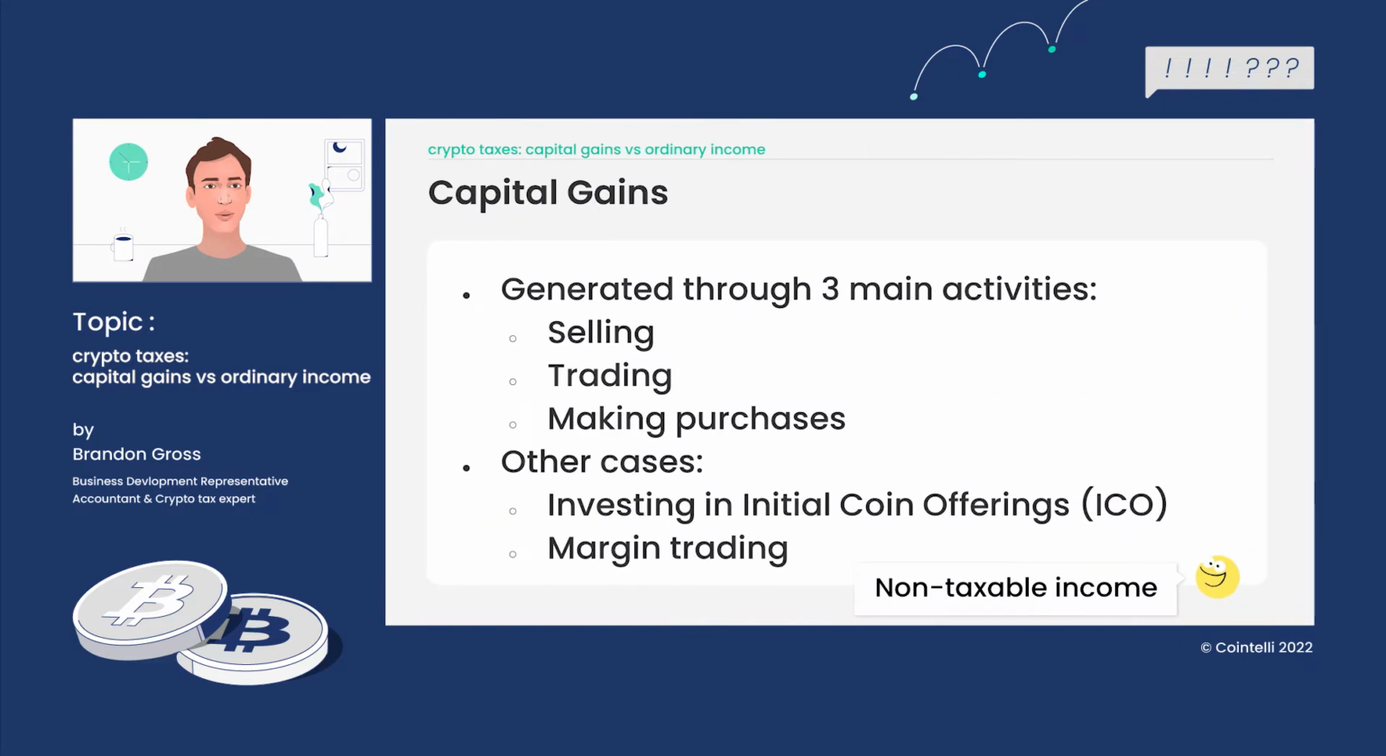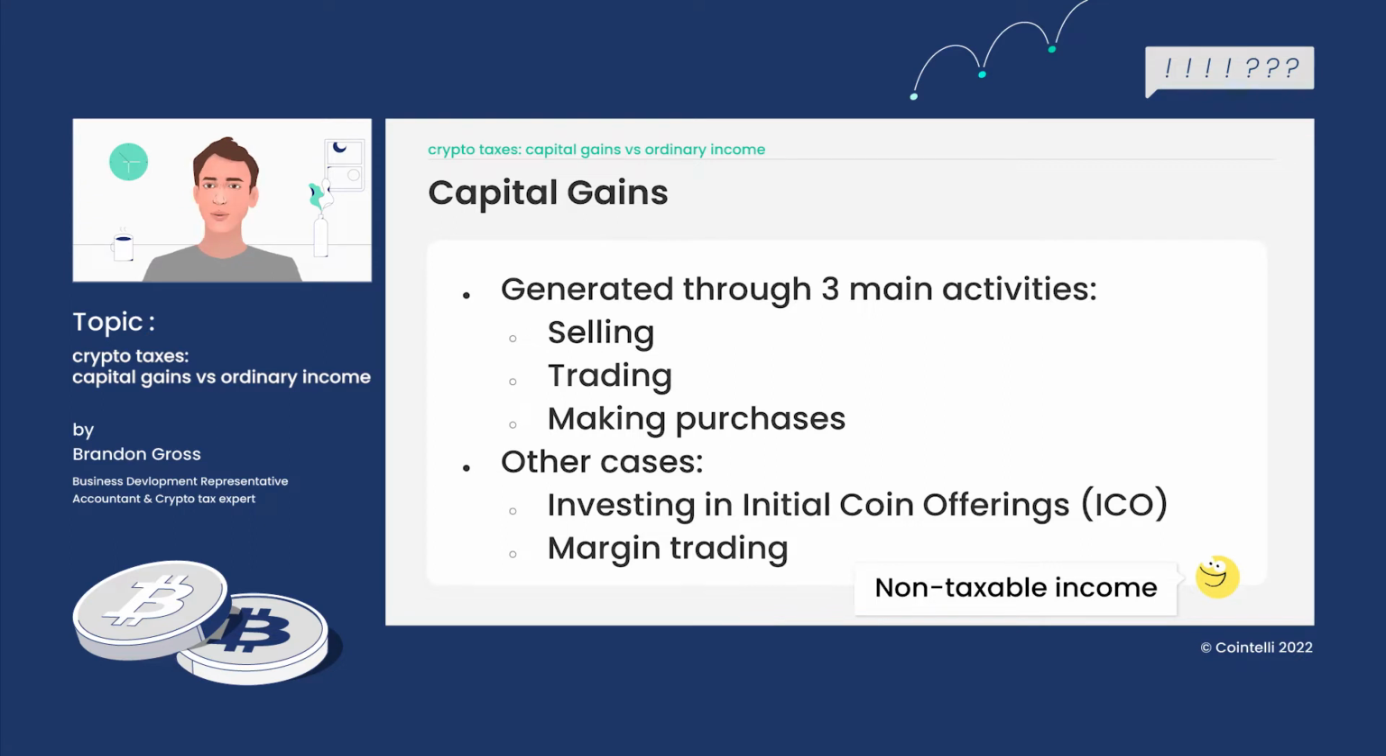Capital gains are generated through three main activities: selling, trading, and making purchases. Typically, if you're investing in stocks and you sell off your stock and make a profit, that would generate a capital gains tax. With cryptocurrency, though, there are many different ways you can generate capital gains tax liability, and selling is just one of them.